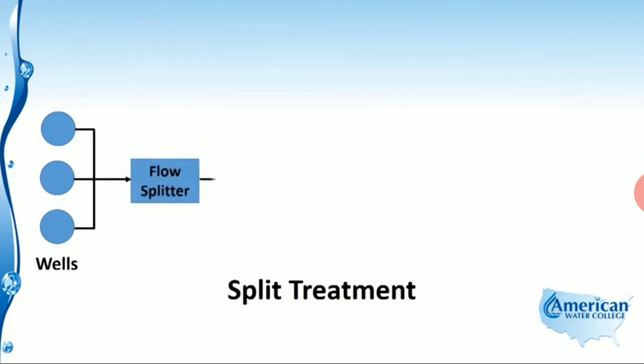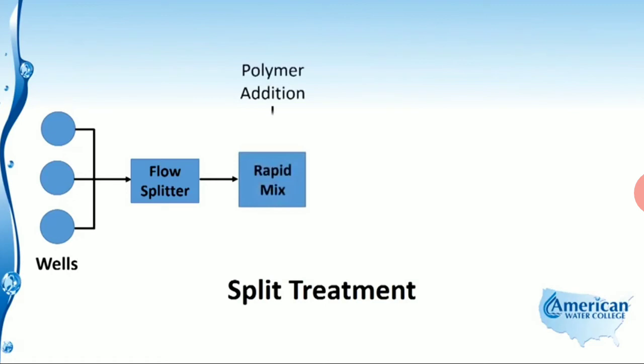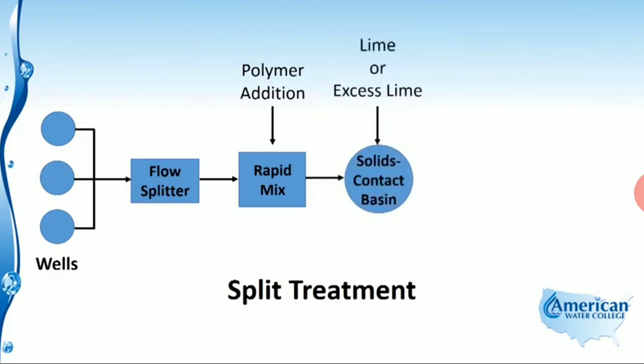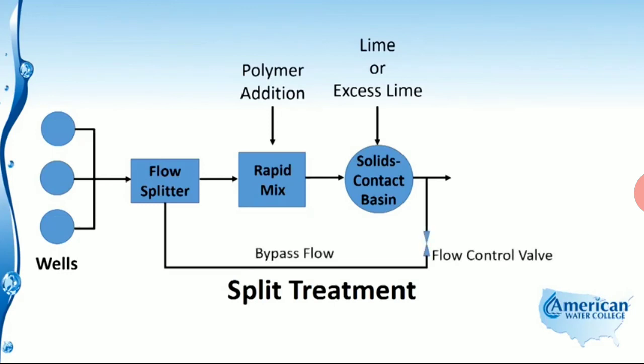And from there, it'll go one of two places. It'll go into the rapid mix, where we add some polymer or some type of coagulant, and then into a solids contact basin, where we add lime or excess lime, depending on what our treatment objectives are. And then it'll flow from there into the next process. But back to the flow splitter, we can bypass the rapid mix and the solids contact basin through this flow control valve, and this allows us to treat part of the water.